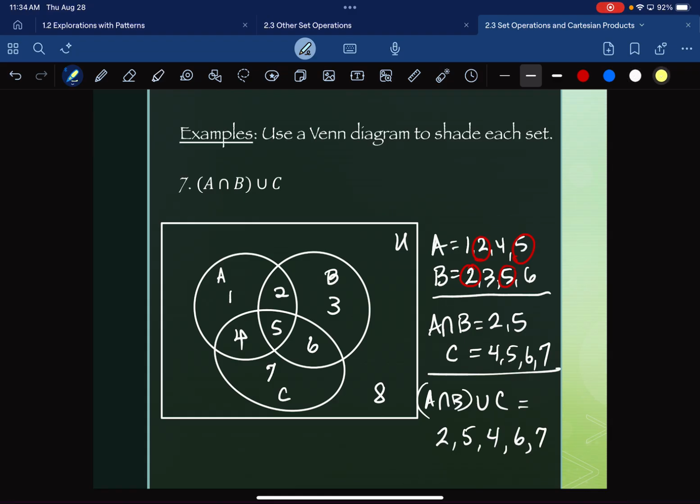So I go back to my picture now. I'm going to shade every numbered region that I still have as part of my answer. So I'm going to shade region 2. And I'm going to shade region 5. And I'm going to shade region 4. And I'm going to shade region 6. And I'm going to shade region 7. And that's my answer.